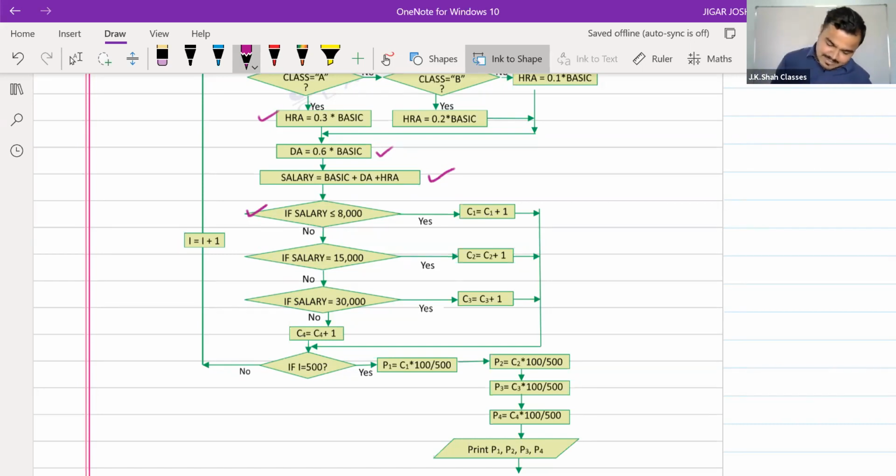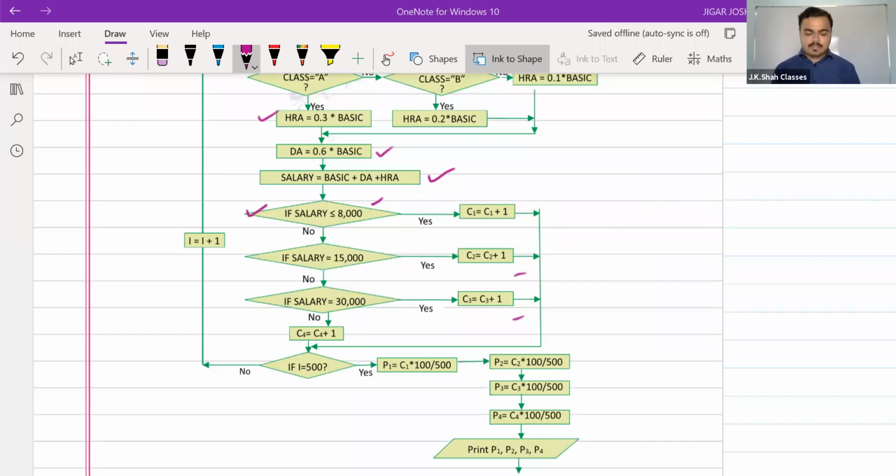So we asked, is your salary less than or equal to 8,000? He said yes. We had not defined any value of C1, so C1 is 0. Plus 1, so now the C1 value will be 1. Understood? Same way for C2, C3 and C4. For each and every category, separate counting is used.